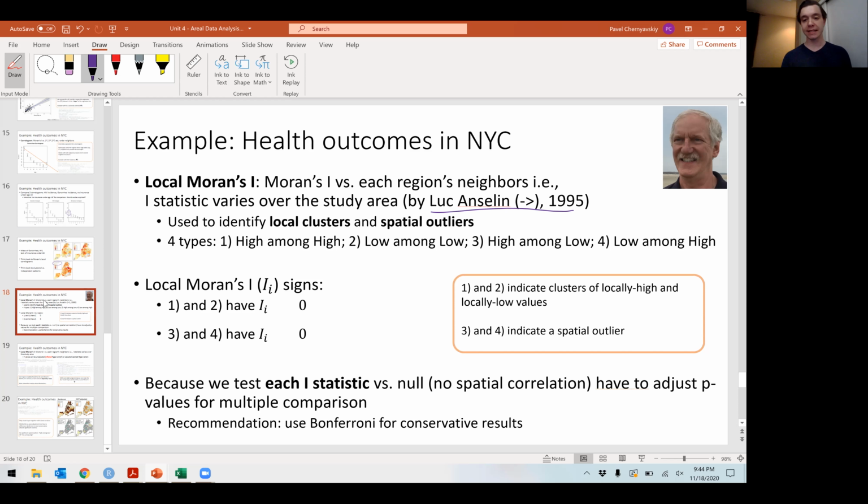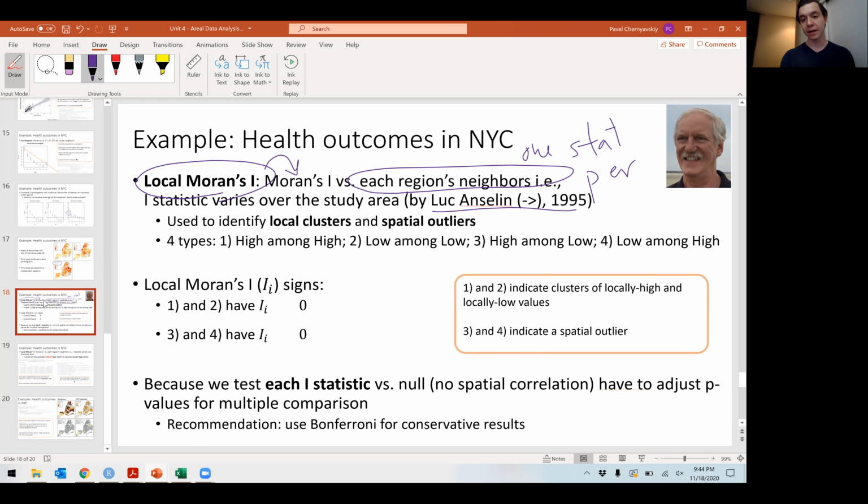Dr. Luc Anselin in 1995, which was pretty recent on the scale of statistics, the global Moran's I was in the 1950s, thought of the local Moran's I. So it basically takes the global version of the statistic and does this for each region's individual neighborhood. So there are as many Moran's I statistics as there are neighborhoods, so basically one autocorrelation statistic per neighborhood area. And it's used in exploratory methods to identify spatial outliers and to identify clusters.